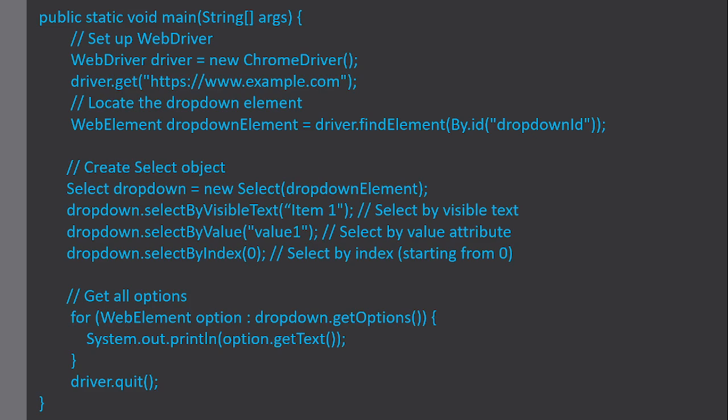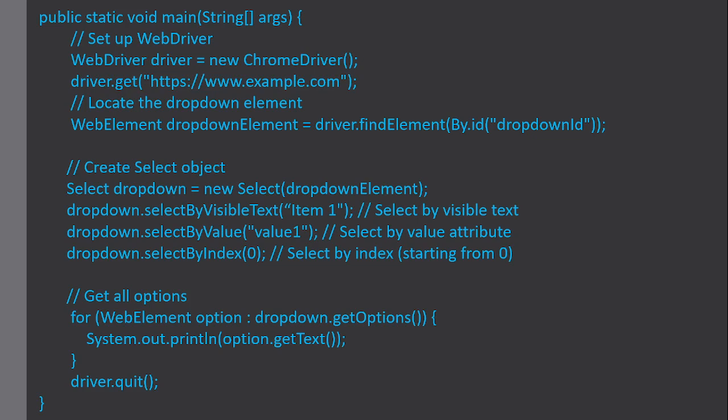Then third, dropdown.selectByIndex. Here we are passing the index as 0. It will select by index, and the index starts from 0. Then if we want to get all options, for that we need to write code by using the for loop. Here we are using a for loop, WebElement option : dropdown.getOptions(). Inside the loop, we are printing all the web elements, System.out.println(option.getText()). So it will print all the options from the drop down, and after that we can quit the browser.